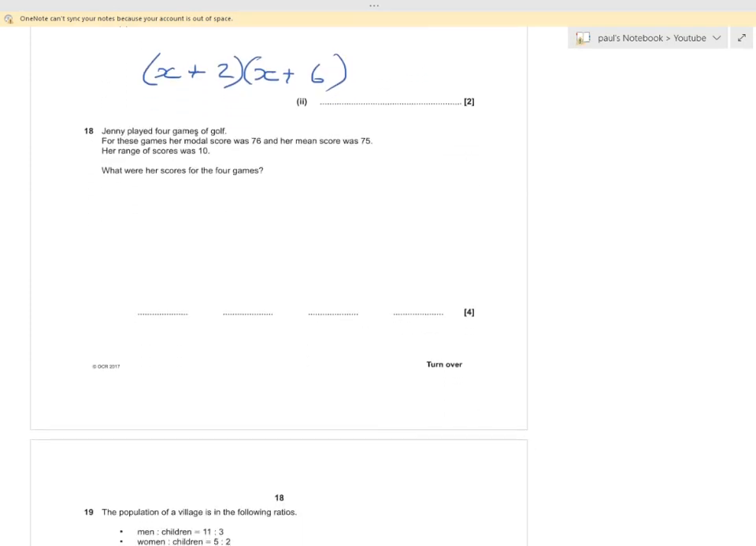Okay, Jenny. Jenny played 4 games of golf. For these games, her modal score, the most common, yeah? And her mean score was 75. Her range of scores is 10. What were her 4 scores? So her mean score was 75. Let's say, so if we divide that by 4, we're going to get a modal score. So she must have scored 76 and 76, yeah?